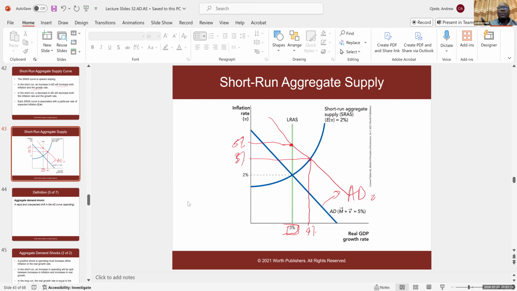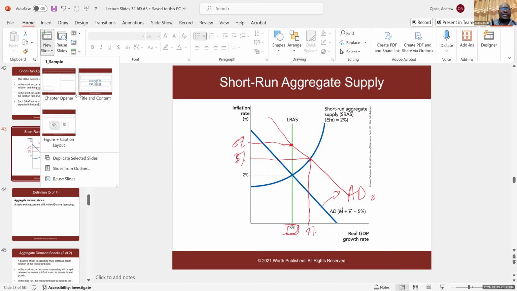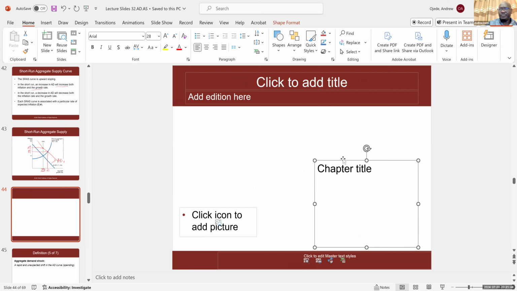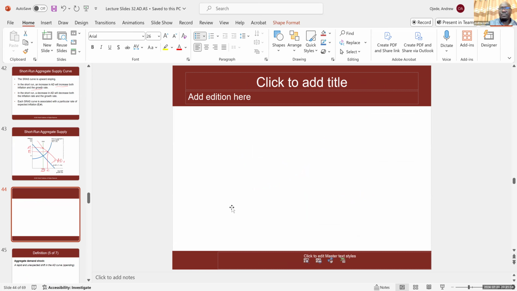Now I want to talk about something here. So when we draw this line, let me draw another one. Open a new slide and draw something new. We are going to start talking about macroeconomic equilibrium. Okay. So we call it the long-run macroeconomic equilibrium.